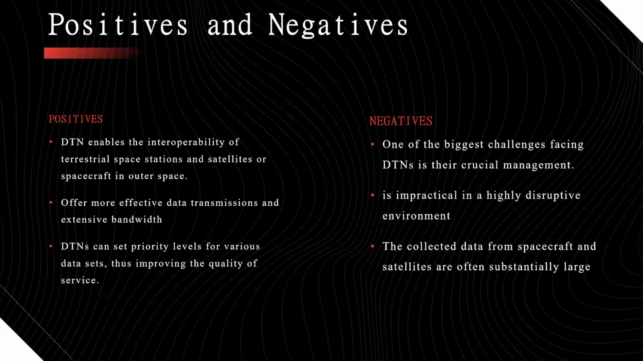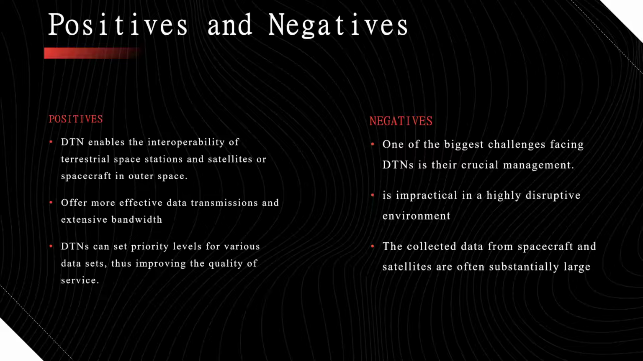or satellites. Although there are often delays in information sharing, it is not such that it can prevent complete and total miscommunication and data packet delivery. This is the advantage of DTNs over conventional terrestrial internet. Additionally, DTNs offer more effective data transmissions and extensive bandwidth, which can be used for larger data. The collected data from the spacecraft and satellites are often substantially larger, and it requires bandwidth that can support the transmission of this data without significant interruptions.